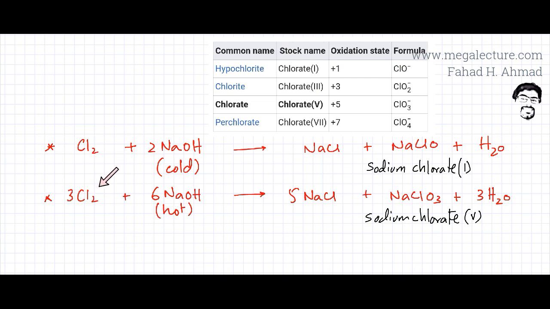But if you react chlorine with hot NaOH or hot concentrated NaOH, then the reaction produces NaCl again, but this time sodium chlorate 5, a compound containing a higher oxidation state of chlorine, is formed, and a water molecule. So they're similar equations. The only difference is in the first reaction with cold NaOH, sodium chlorate 1 is produced, and with hot NaOH, sodium chlorate 5 is produced. And also remember, the similar reaction would occur with bromine or with iodine as well.